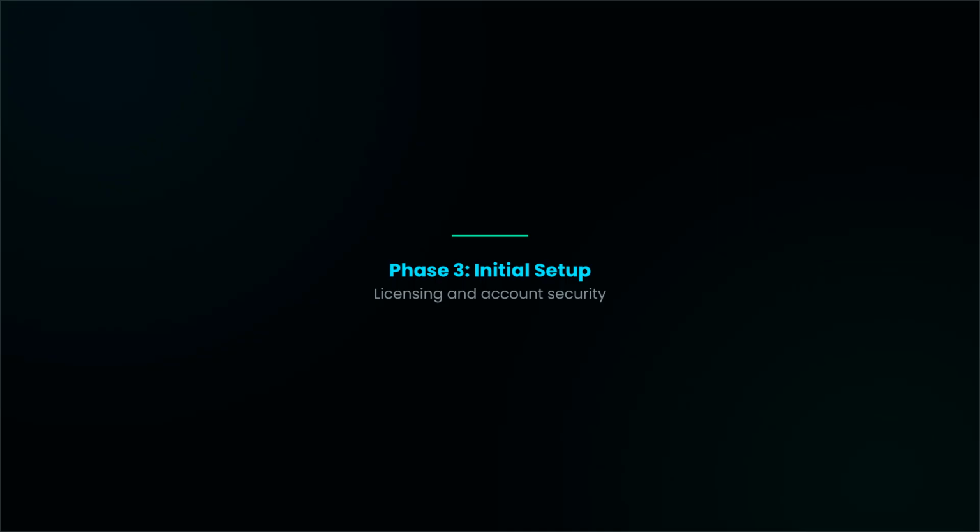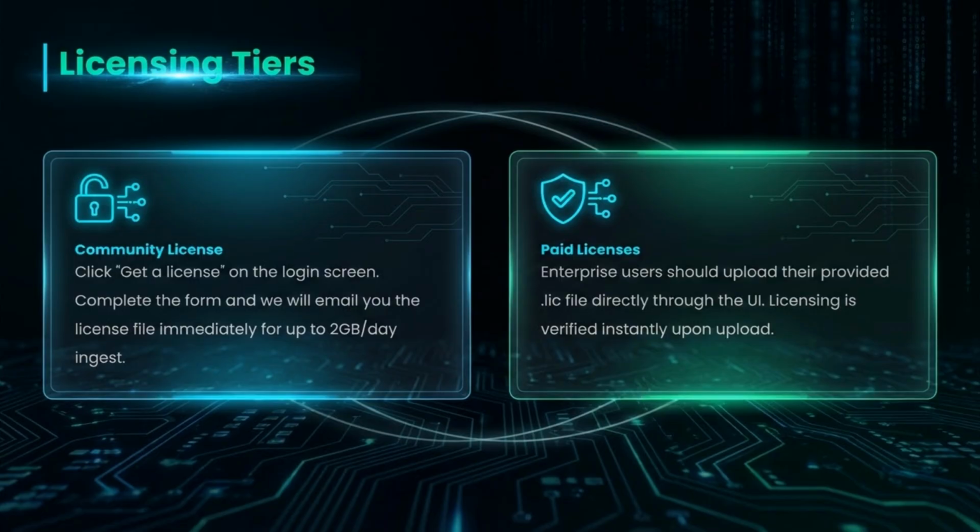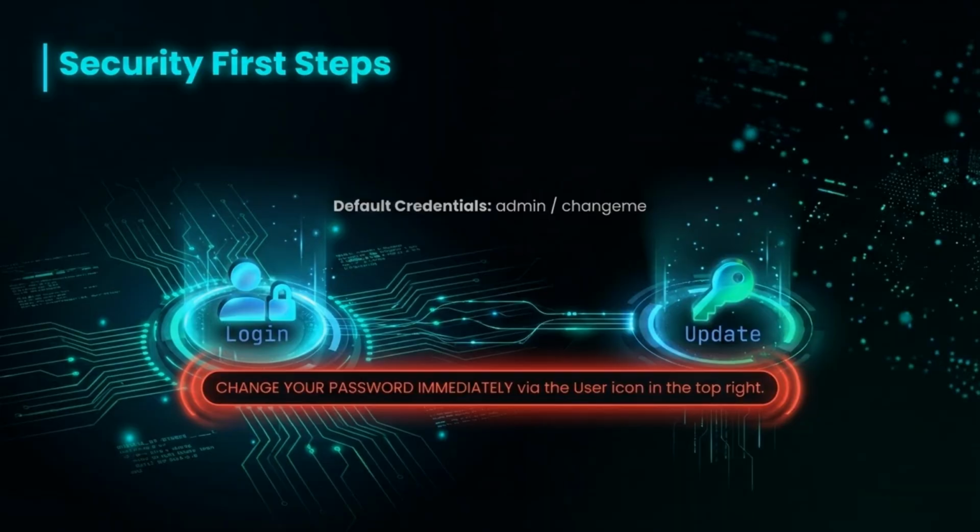Phase 3 covers initial setup, including licensing and securing your administrator account. For the community license, click Get a License on the login screen to receive a file for up to 2 GB per day ingest. Paid licenses are uploaded directly through the UI for instant verification. Security is paramount. The default credentials are admin and changeme. Change your password immediately via the user icon in the top right after logging in.